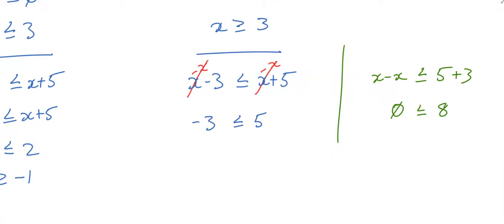This is always true. When we say always true, I'm not saying negative 3 is always less than 5. I mean, it's true that negative 3 is always less than 5. But when I say always true, what do I actually mean by that? Like, what are we saying?